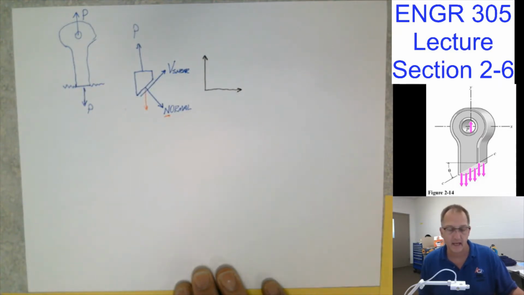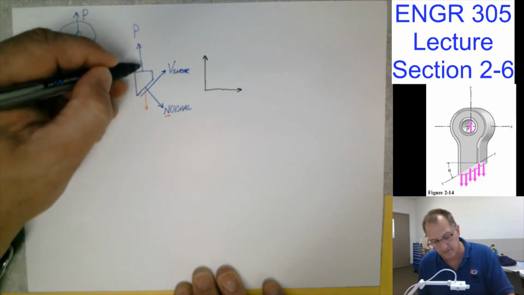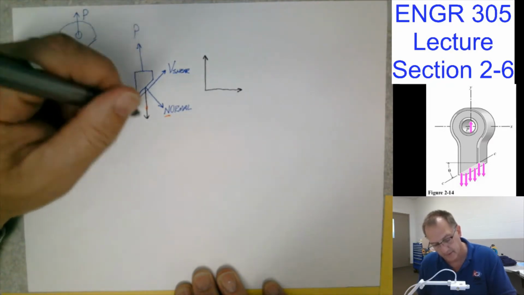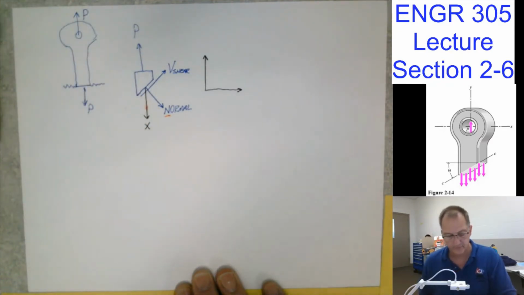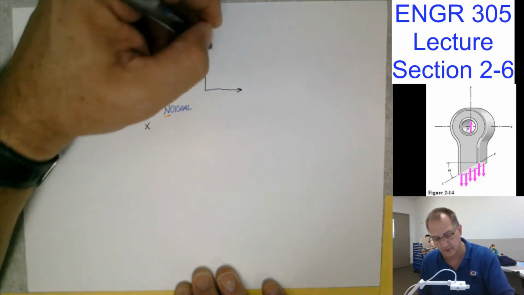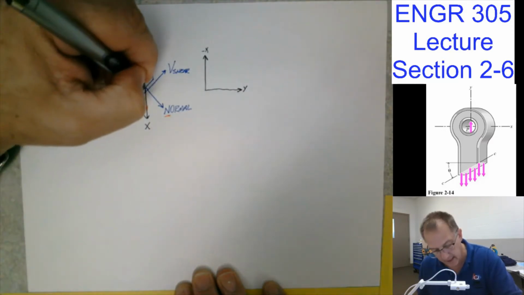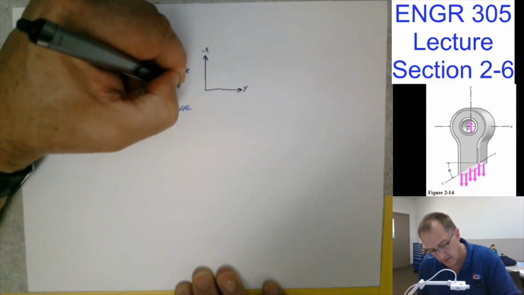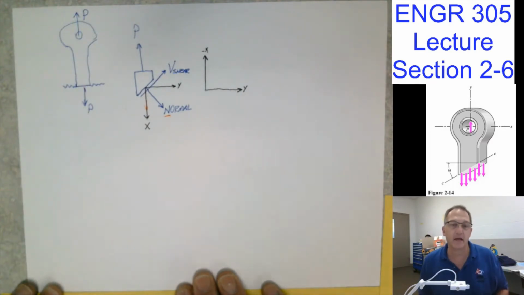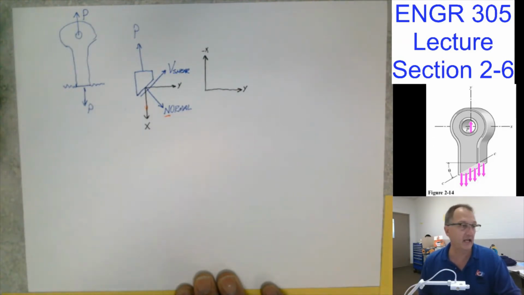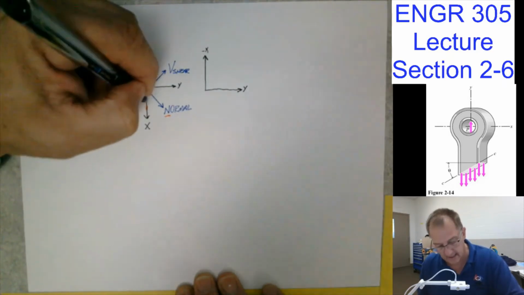Let me even pause that, because I think what I really ought to do is have the direction of this force be my x direction. So I drew this wrong. This would be in the negative x, and that's in the y. That's my x, and that's my y. And then I'm going to define theta. I'm going to define theta as this angle from x to n.